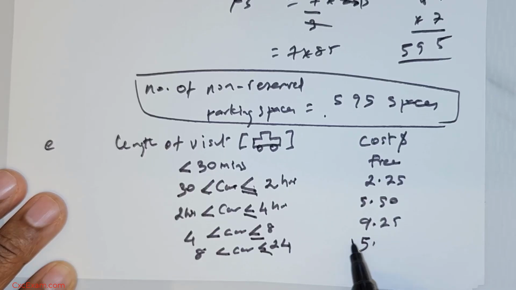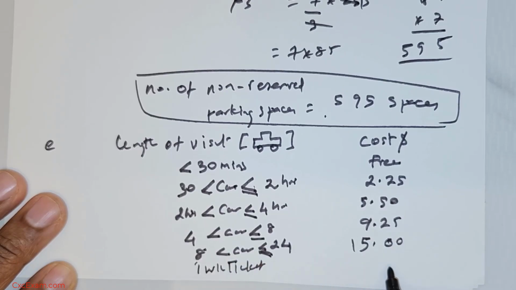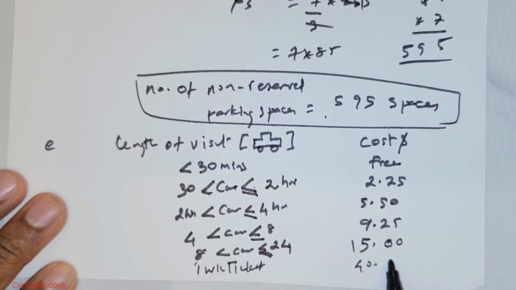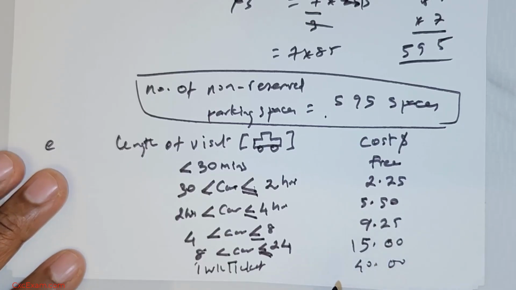And that cost is going to be for this, greater than 8 hours. So that means it moves out of 8 hours but stays within the 24 hour period. The cost is $15. Now, 1 week ticket. 1 week ticket is $40. So this is the chart that is given.